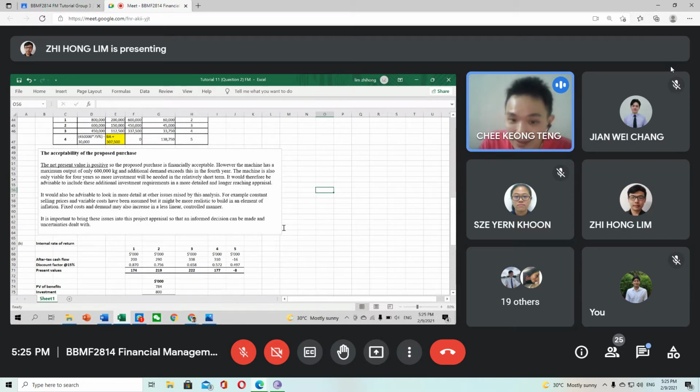So actually the answer here is recommending that maybe we can consider buying an even better machine, one that can support higher maximum output and can be used for a longer period. Then it could give us an even higher positive NPV. You can say so, no problem, up to you.